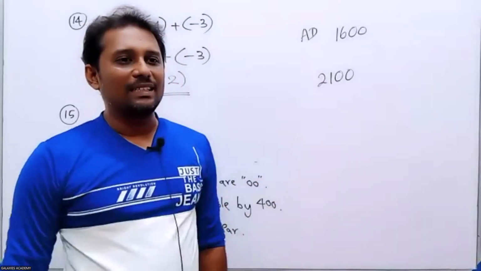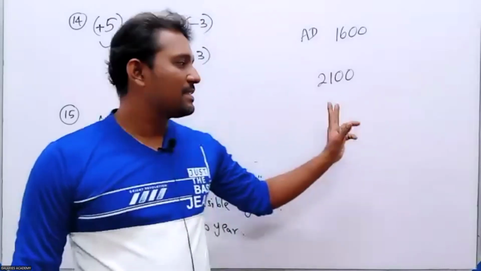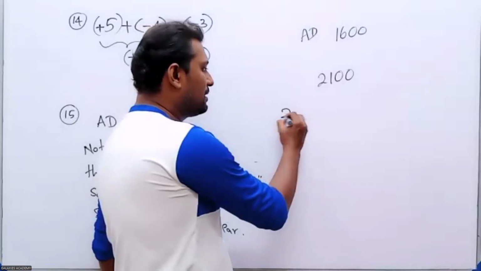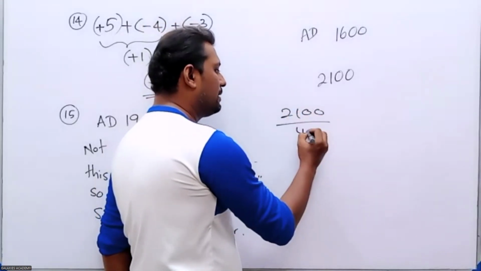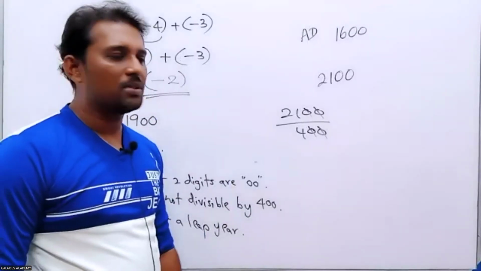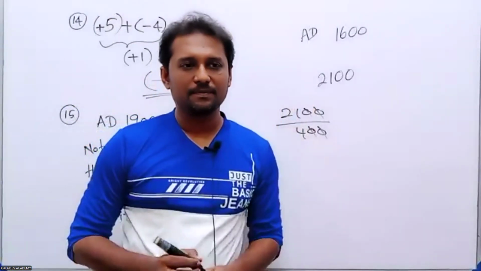Right, what do you think? The last two digits are 00, no? So it should be divisible by 400. Then you can check, is it divisible by 400? 2100, we can't divide by 400, so it is not a leap year.